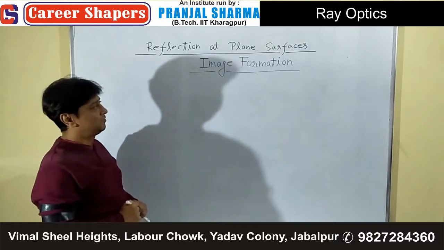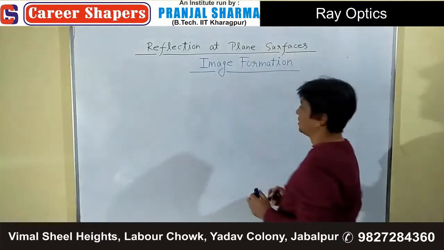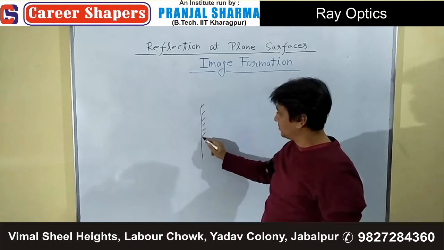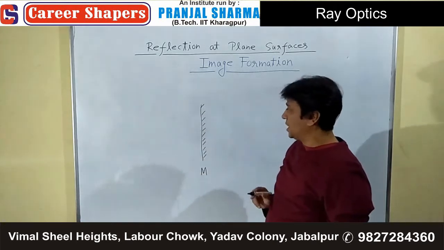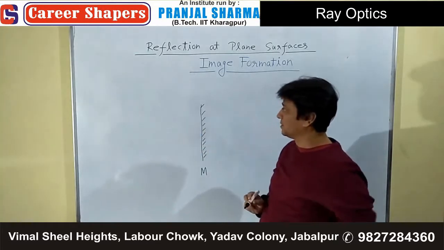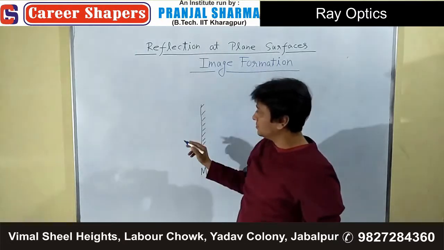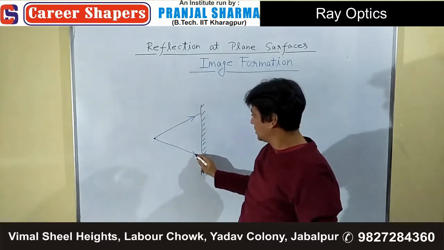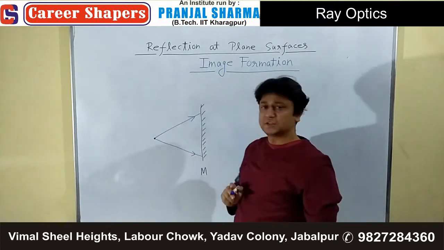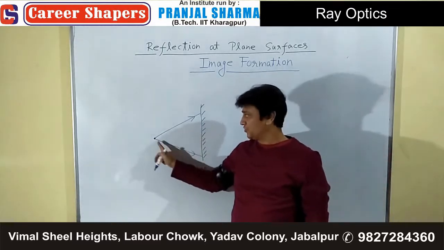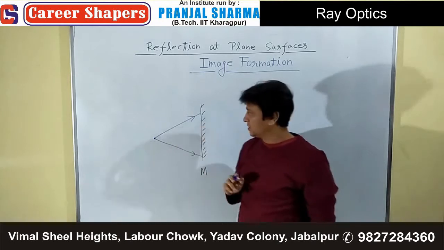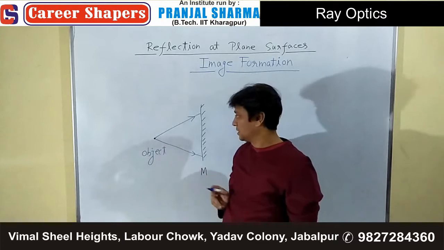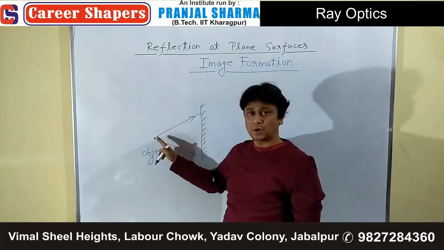Let's see image formation with the help of a plane mirror. This is your plane mirror. And light is coming from the left side onto this mirror. These are the incident rays. Intersection of incident rays is called an object. This point is the object. Incident rays, the intersection point is what? Object.